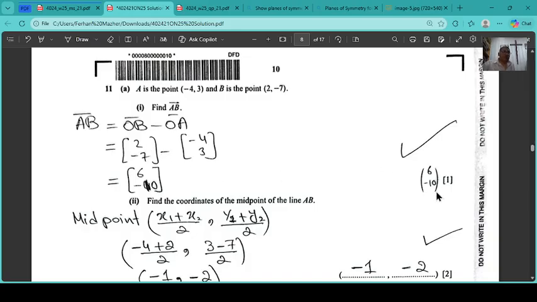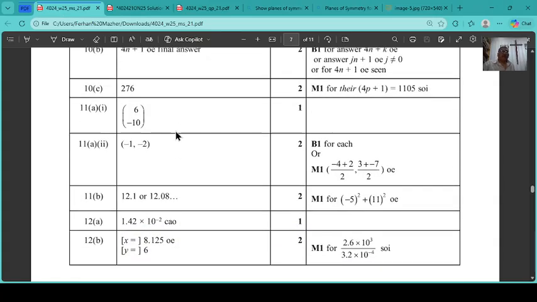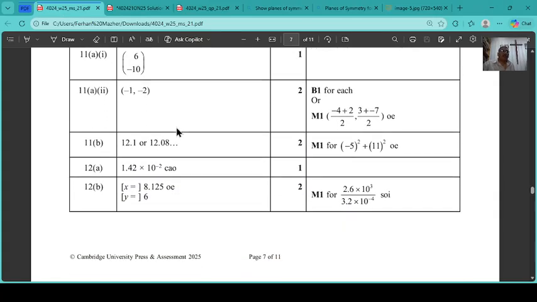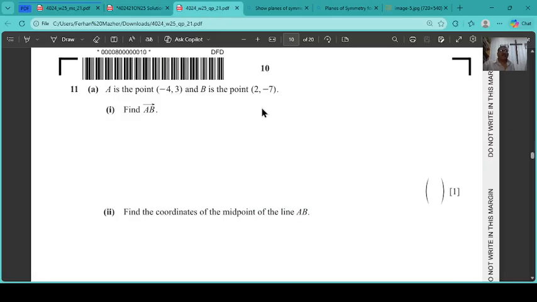So the answer is 6 and minus 10. This is the column vector, sir. Question number 11 is showing up on your screen. You can see 6, minus 10 is the right answer, sir. This is how this is done. I hope you understand what the position vectors are.